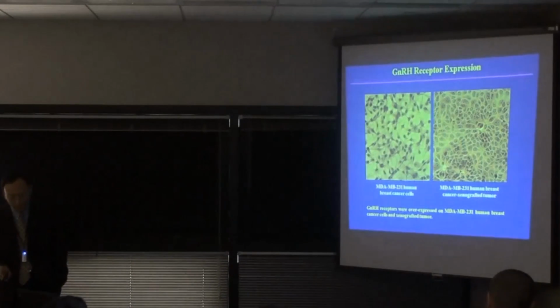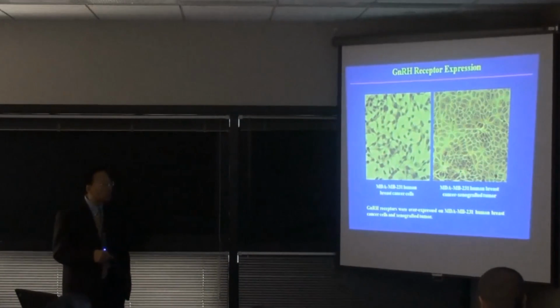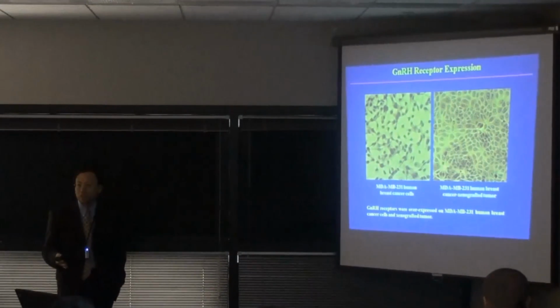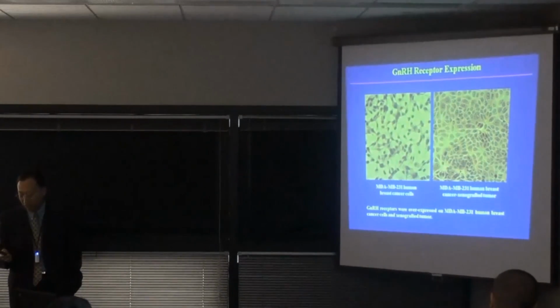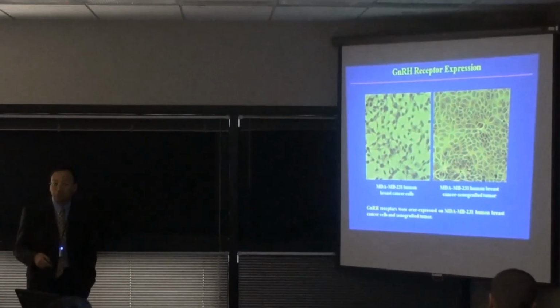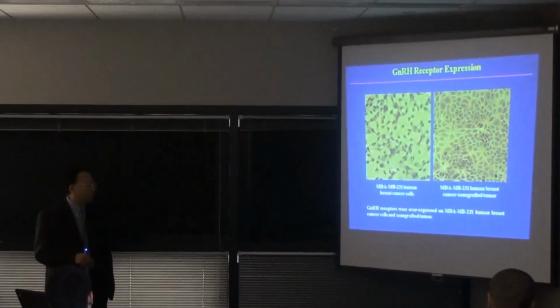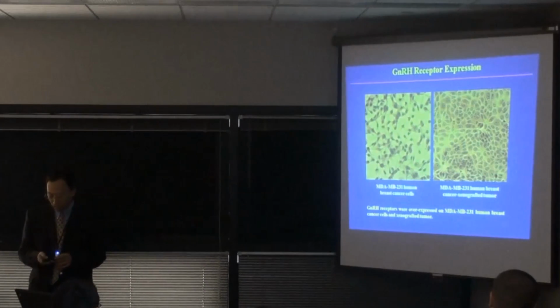Now, this slide shows you the GnRH receptor expression on both cells and the xenografts. We chose MDA-MB-231 human breast cancer cells to generate animal models to further evaluate the biodistribution properties of the radiotracer. As you can see here, GnRH receptors are overexpressed both on the cells and the tumor xenografts, making it a suitable model for us to evaluate the tracer we developed.